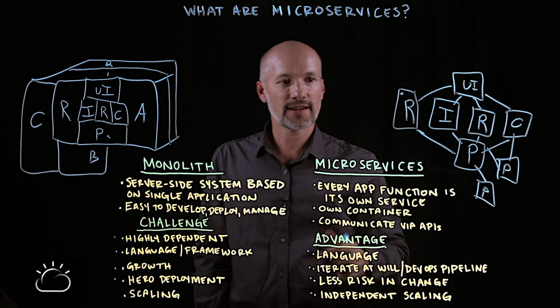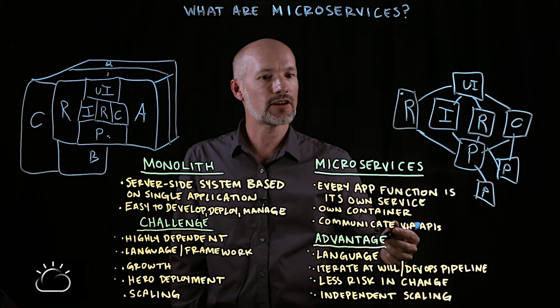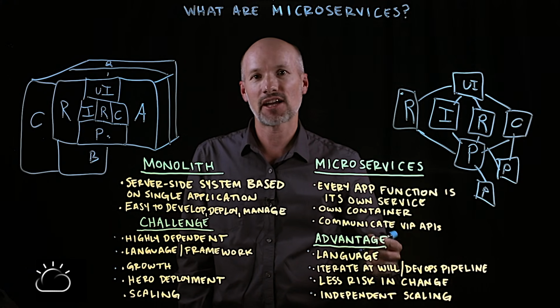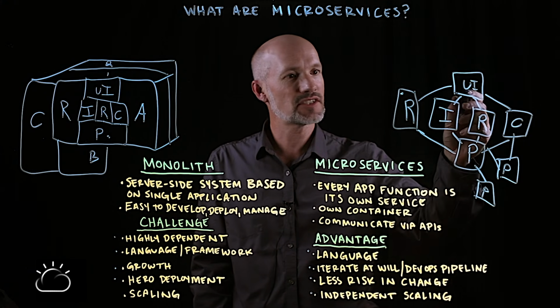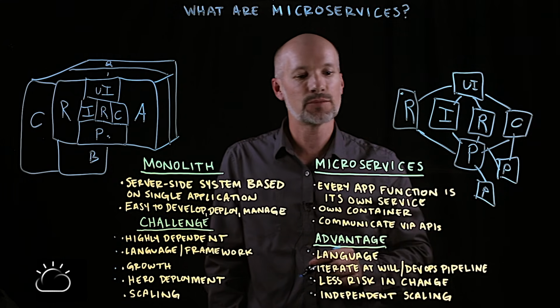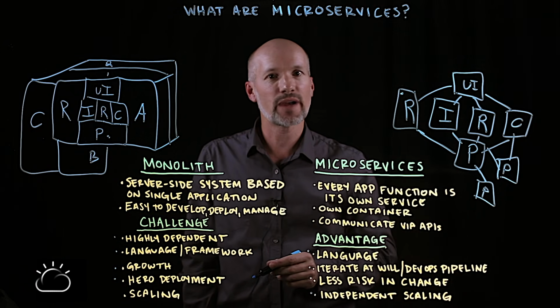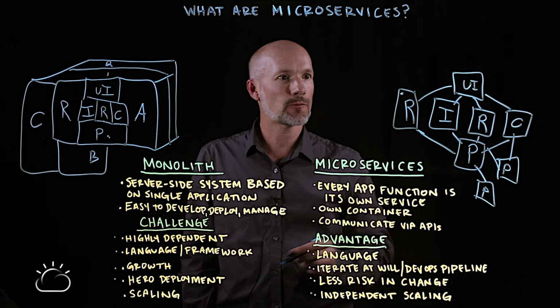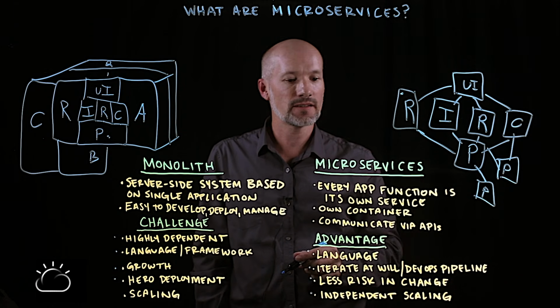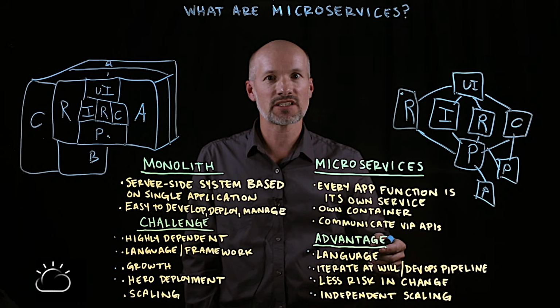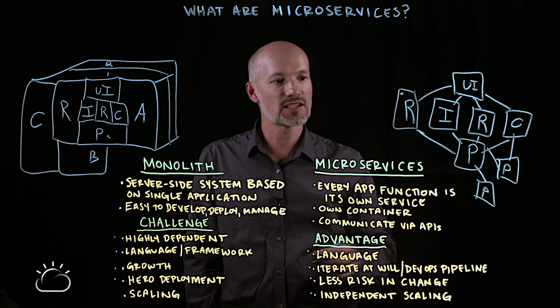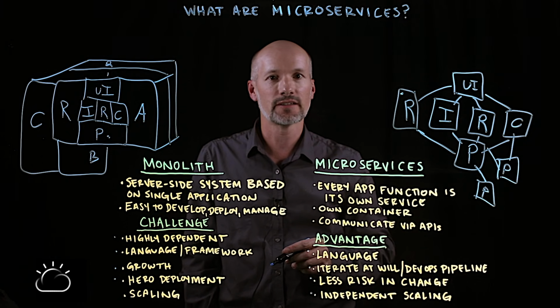So again, just to reiterate, the microservices architecture is where every application function is its own service deployed inside of a container environment. They communicate via APIs. They're language and framework independent. We iterate at will through a DevOps pipeline. This reduces some of the risk that we see, and then we can scale these components independently.